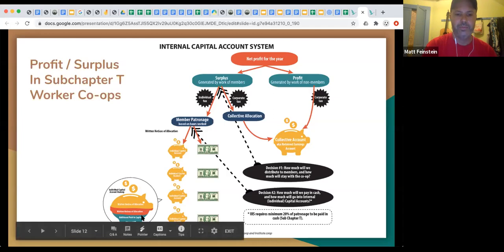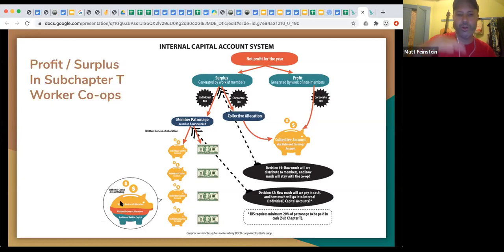So each year you build up your individual capital account, as the piggy bank is there on the bottom left, and then it's paid down when the co-op can pay it down, or when you leave. The co-op will say within a year or two, we'll pay you back for your capital account.